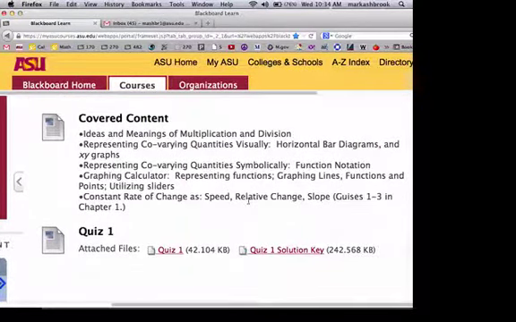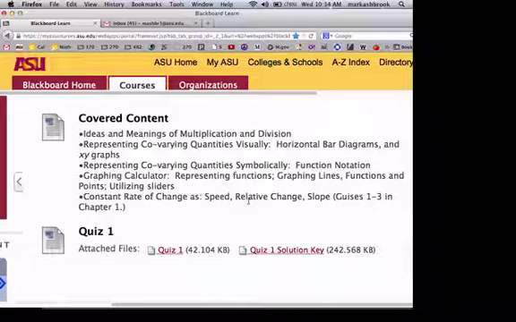Okay, everything we've done so far. Ideas and meanings of multiplication and division. Representing visually how two quantities covary together. And we did a lot of bar diagrams, right? And then we talked about how bar diagrams become XY graphs when you flip up the second bar vertically. Okay? Representing covariant quantities symbolically.